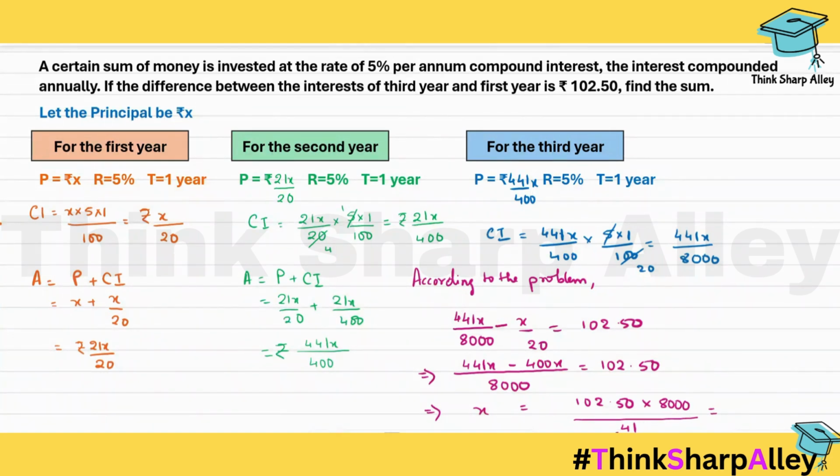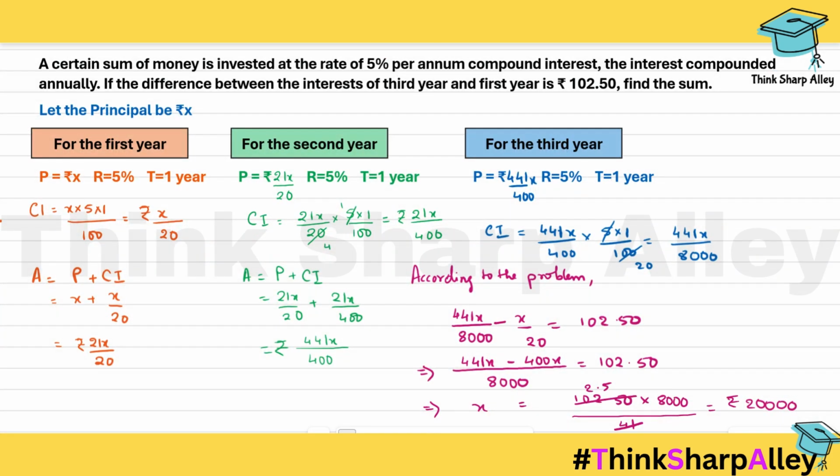So let's do the calculation. Upon cancelling this, we will get 2.5. You can divide and check. 2.5 into 8,000 is rupees 20,000, and x was the principal. So we got our principal to be 20,000. That's it. And that's how we crack this one, thinkers.